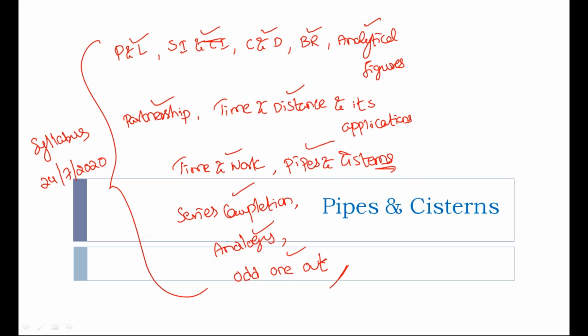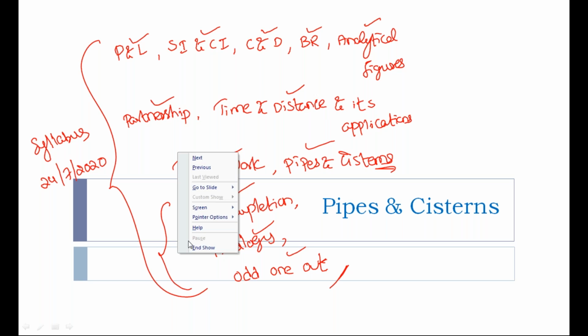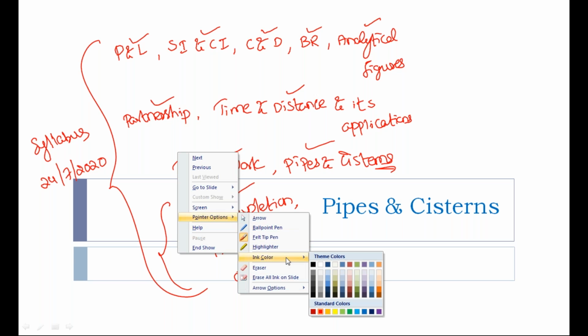So, these are the things we have to focus on for this upcoming exam on 24th. Profit and loss, simple interest and compound interest, coding and decoding, blood relation, analytical figures, partnership concept, time and distance and its applications, like average speed, boats and streams, problems on trains, time and work, pipes and systems. And in today's and tomorrow's class, I'll try to cover series completion, analogy, and odd one out. So these are the things we should focus on and be ready for the exam.